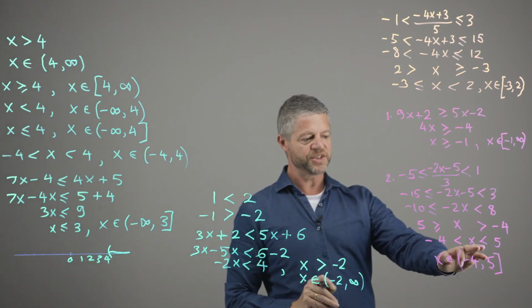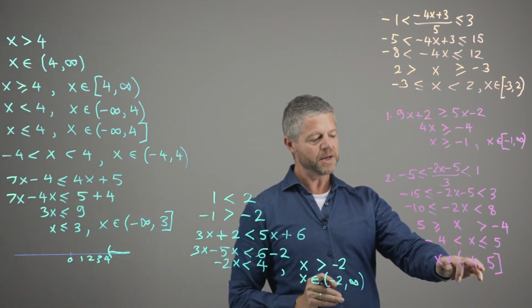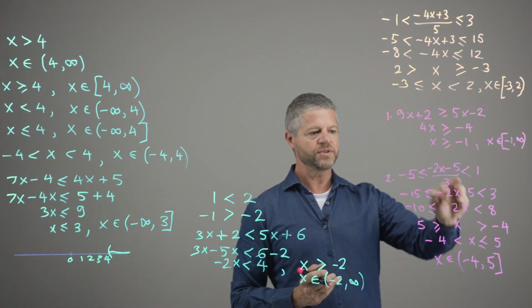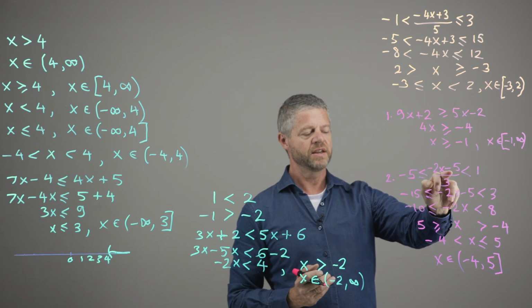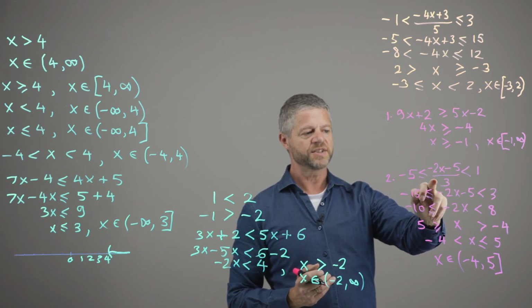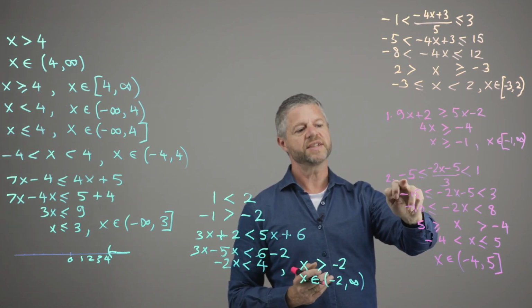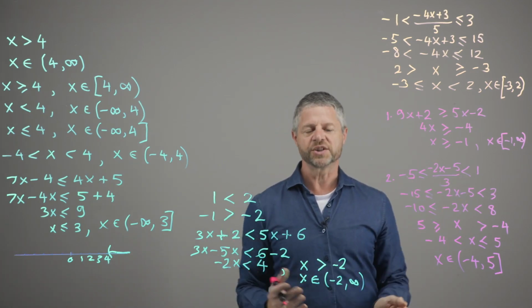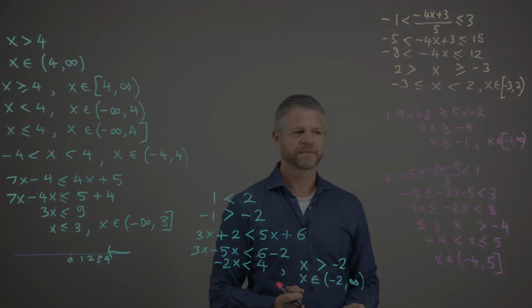And last step is just check with a number in this interval, say 0 is inside this interval. So let's plug in 0 here. We'll have minus 5/3, and minus 5/3 is in between minus 5 and plus 1. So that provides some reassurance that we've done this correctly.